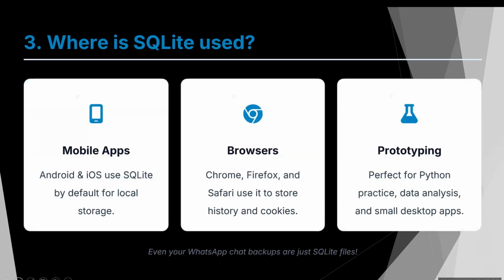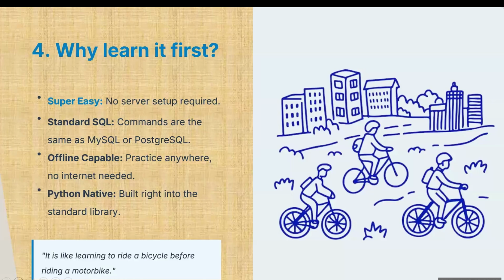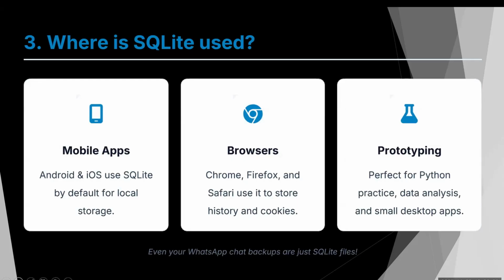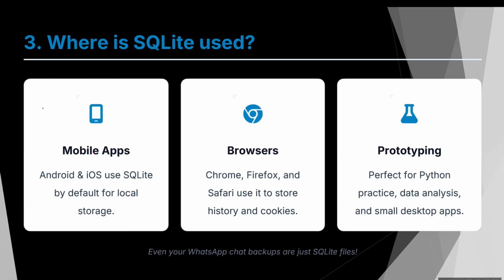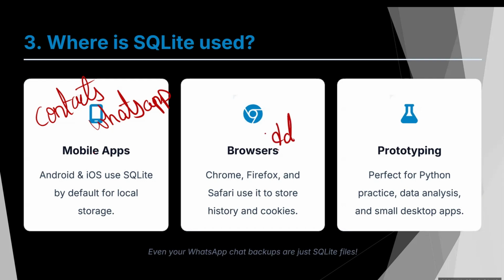Where are we going to use SQLite? In mobile apps, browsers and so on. In mobile apps, for example, you have contacts, and your phone contacts use this. Your WhatsApp uses SQLite to store your chats for chat backup and so on. This will be stored in a file called DB, which is basically database.